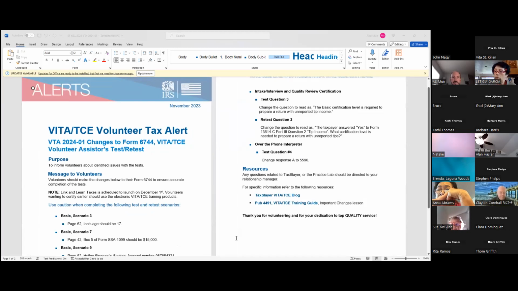Okay, and so this is the first one that came out, and it talks about the 6744. And you can do business any way you want, because at the end of the day, your site coordinator wants you to be certified, and that could be at the volunteer standards of conduct level, or it could be, again, my site, you got to be certified at the military level.